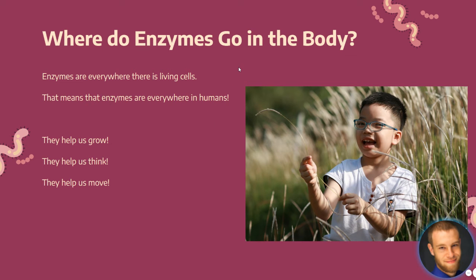So where do enzymes go in our bodies? Well, they're everywhere. Every cell has enzymes, and that's because every cell is doing stuff. It's making energy. It's making more copies of our DNA. It's doing all sorts of stuff, and enzymes are needed for all of that. They help us grow, they help us think, they help us move, they help us do everything. So they are everywhere. Enzymes are what make us possible. One of the things that make us possible.